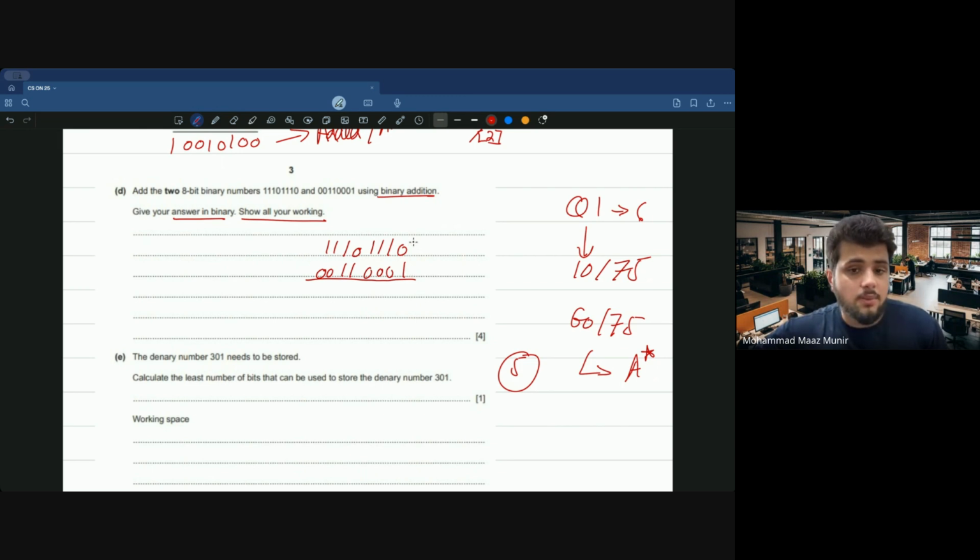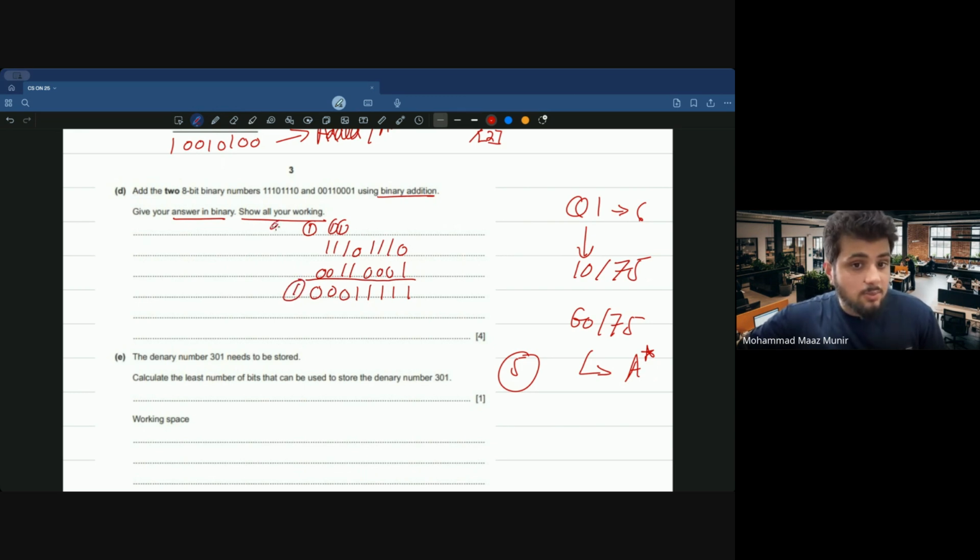So 1 plus 0 is what? It's 1. 1 plus 0, 1. 1 plus 0, 1. 1 plus 0, 1. Then 1 plus 1, 0 with 1 carry. 1 plus 1, 0 with 1 carry. And then 1 plus 1 plus 0, again it's 0 with 1, but this one goes up here as the overflow error.